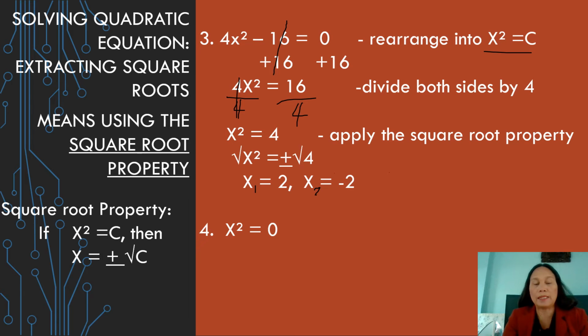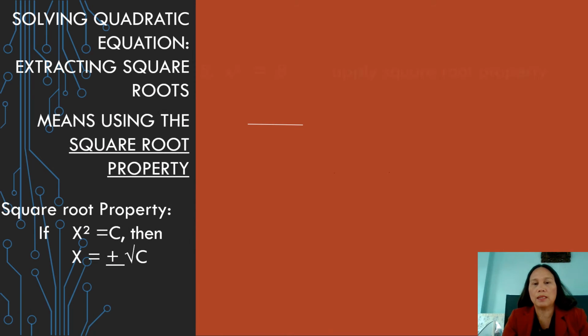Now, look at this, number 4. x squared is equal to 0. What is the square root of 0? We know that the square root of 0 is 0. There is no positive and negative in this case, which means we only have one real solution, and that is x is equal to 0.